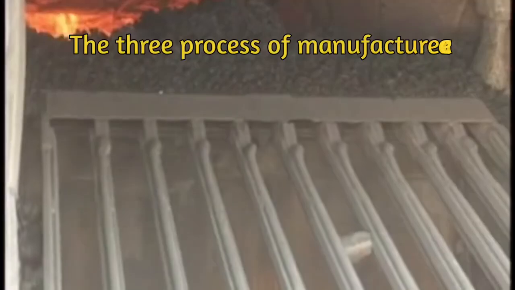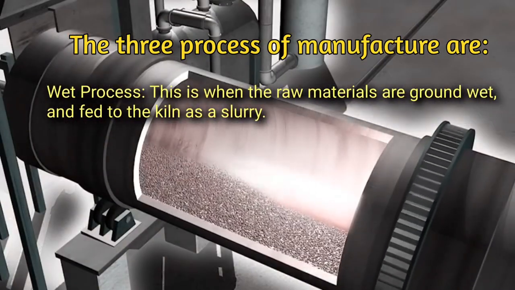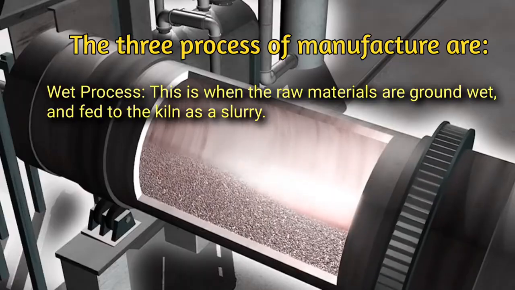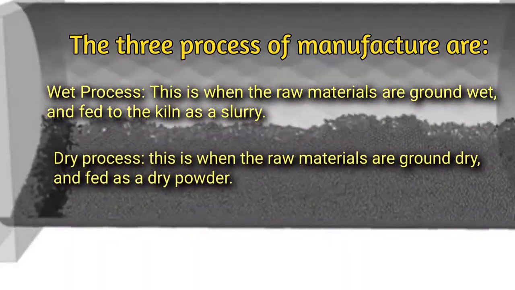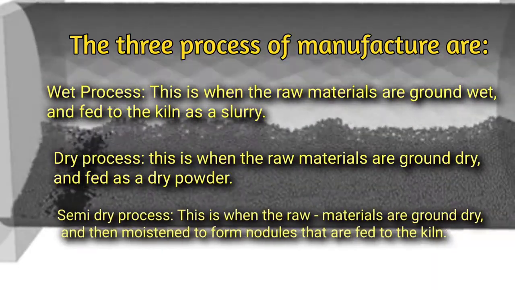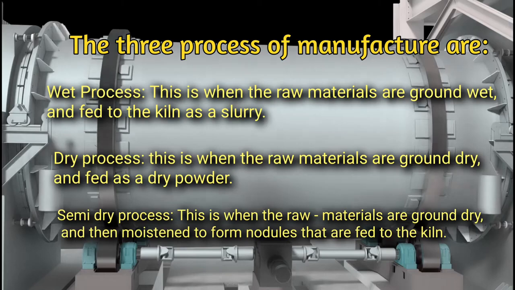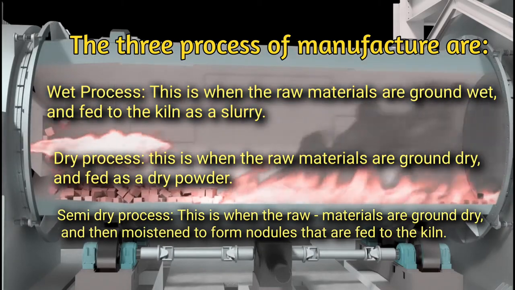The 3 processes of manufacture are: wet process. This is when the raw materials are ground wet and fed to the kiln as a slurry. Dry process. This is when the raw materials are ground dry and fed as a dry powder. Semi-dry process. This is when the raw materials are ground dry and then moistened to form nodules that are fed to the kiln.